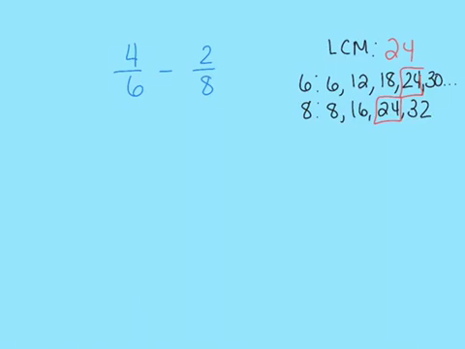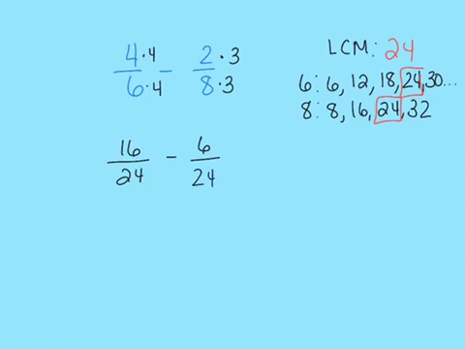So I'm going to make them both have a denominator of 24. That means I need to multiply 6 by 4. And again, whatever I do to the bottom, I have to do to the top. So we have 16 over 24. And then I'm going to change 8 into 24 by multiplying by 3. And again, I also have to multiply the numerator. So 2 times 3 is 6, and 8 times 3 is 24.